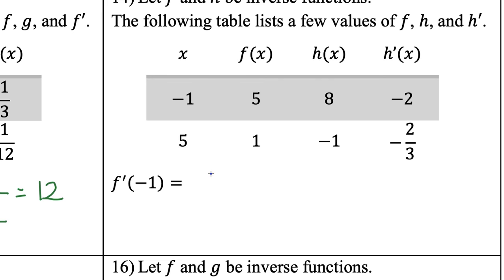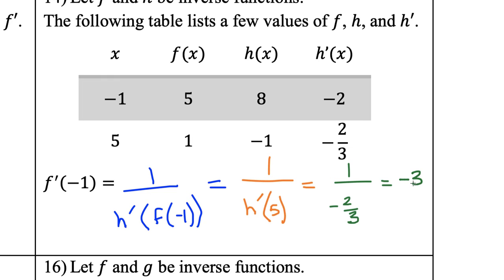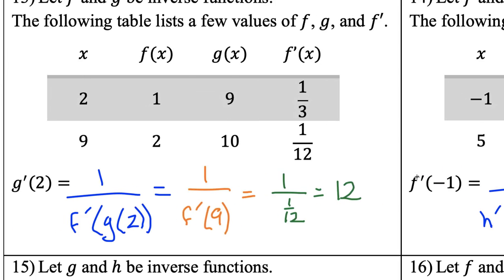So it's equal to 1 over h prime of f of -1. F of -1 is 5. And that's going to be equal to 1 over h prime of 5, which is -2/3. Keep it, change it, flip it. That's going to be equal to -3 over 2. And if you want to say that's -1.5, yeah, okay, that's great. Either way. I actually am getting more and more used to fractions, so I like fractions.